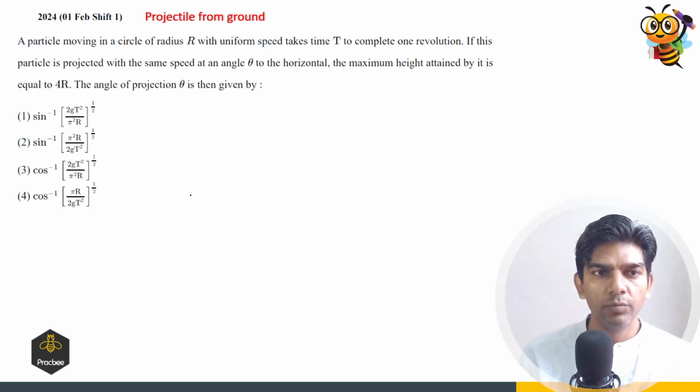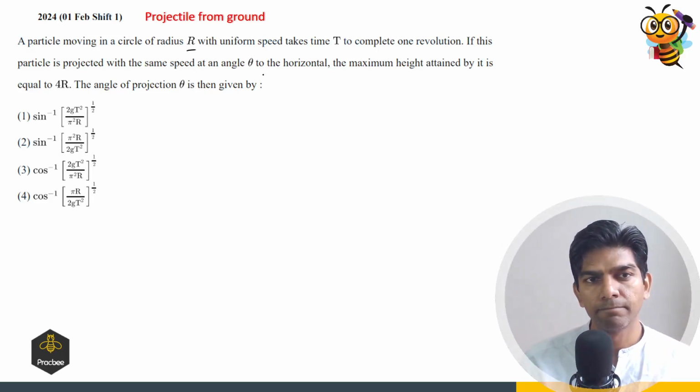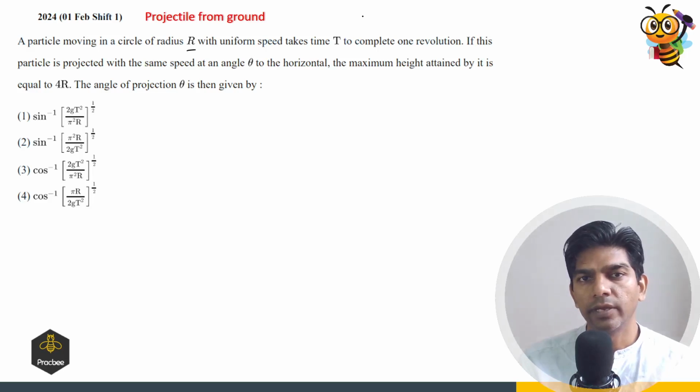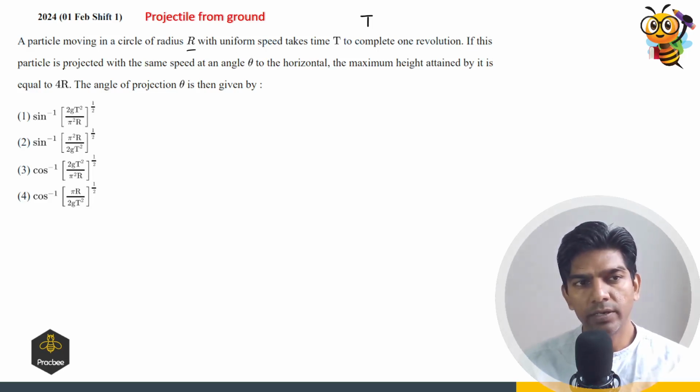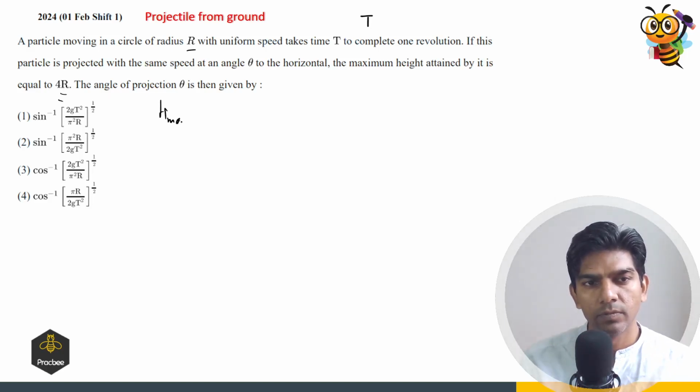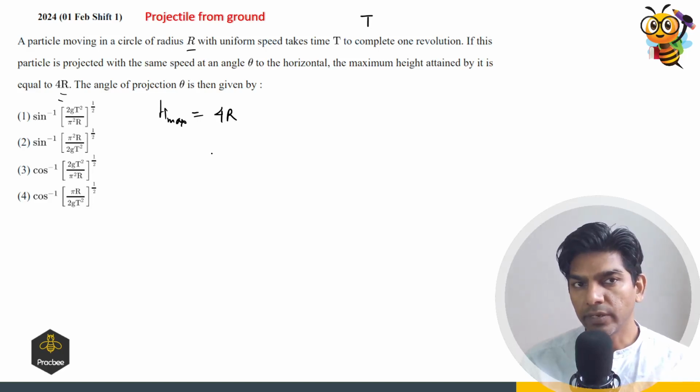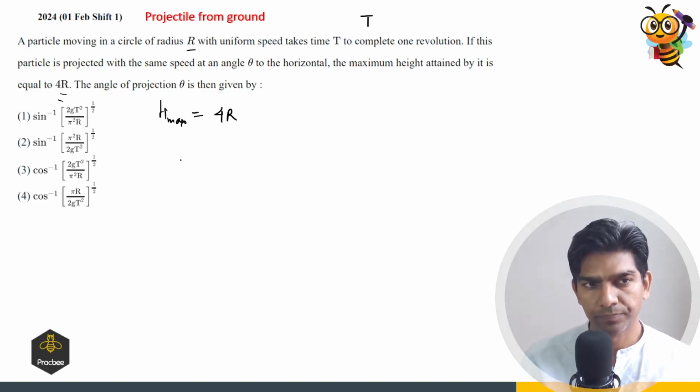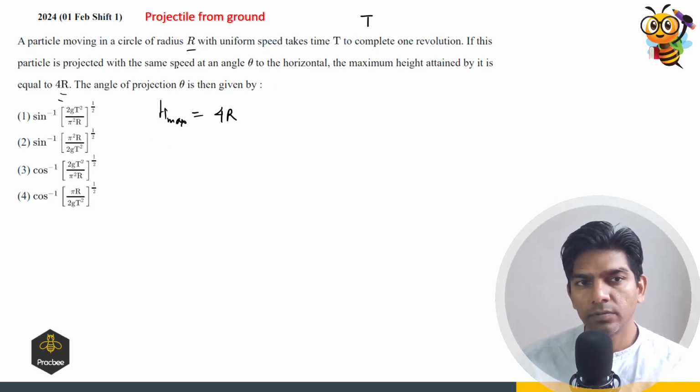Right? So the particle moving in a circle of radius r with a uniform speed takes time t to complete one revolution. So time is given for a uniform circular motion. If this particle is projected with the same speed at an angle theta to the horizontal, the maximum height attained by it is equal to 4 times r. So h max is given as 4 times r, where r is not range, it is the radius of the circular path, right? The angle of projection is... so let us first find the speed of projection.